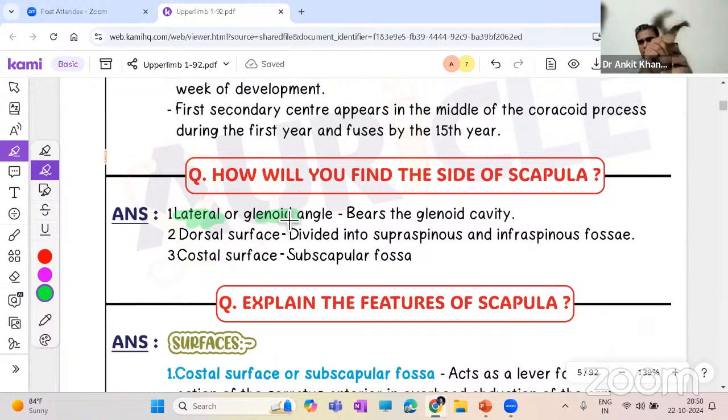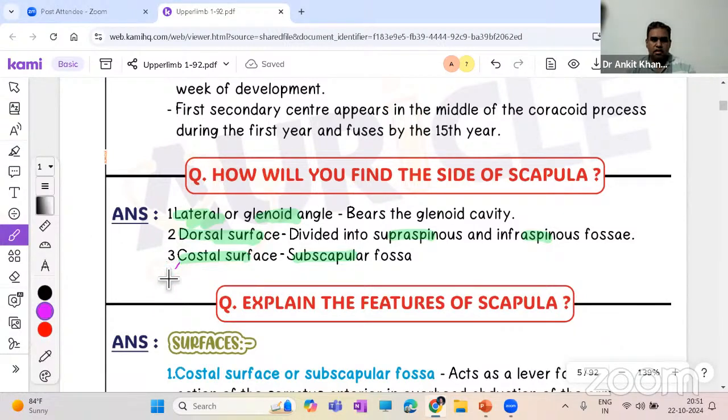This is the coracoid. Anteriorly, this is the acromion, and the acromion continues as the spinous process. This is the glenoid. The dorsal, that is the posterior surface, is divided into supra and infraspinous. The upper one is supra, the lower one is infra. The costal surface has the subscapular fossa. What is costal? Costal actually means rib. So the entire smooth surface is the costal surface. It has a huge muscle known as subscapularis, and there forms a small fossa known as the subscapular fossa.